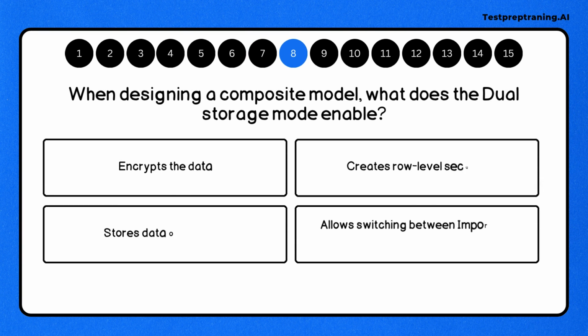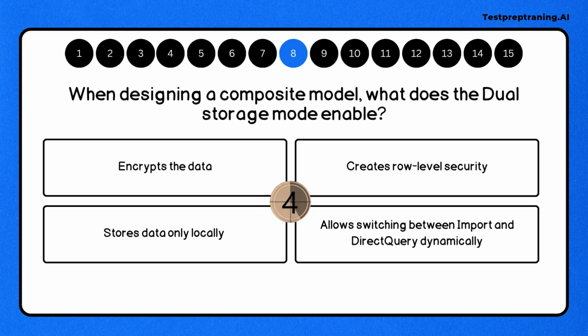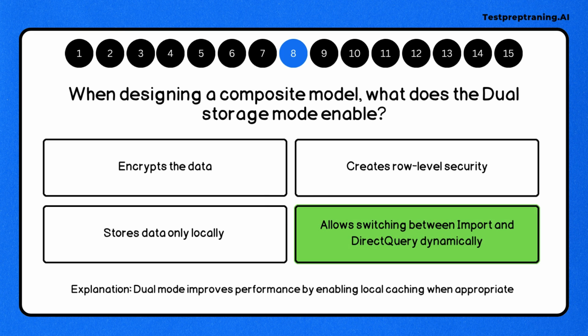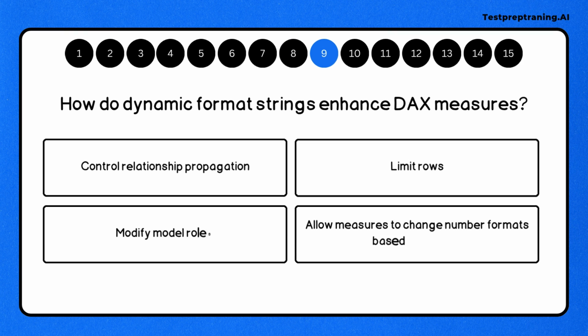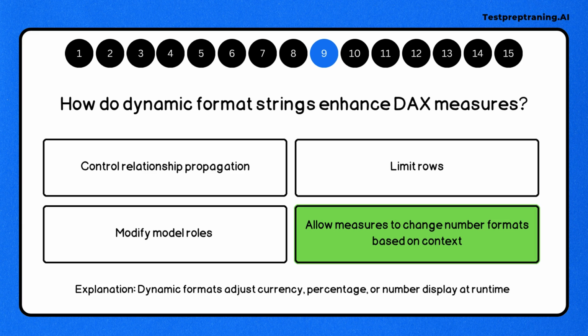Question 8. When designing a composite model, what does the dual storage mode enable? Correct answer is allows switching between import and direct query dynamically, as dual mode improves performance by enabling local caching when appropriate. Question 9. How do dynamic format strings enhance DAX measures? Correct answer is allow measures to change number formats based on context, as dynamic formats adjust currency, percentage, or number display at runtime.